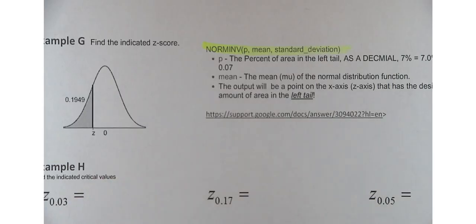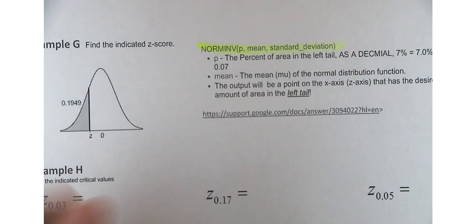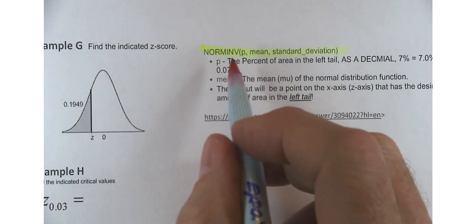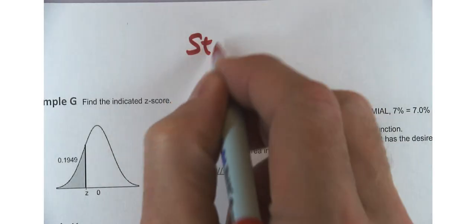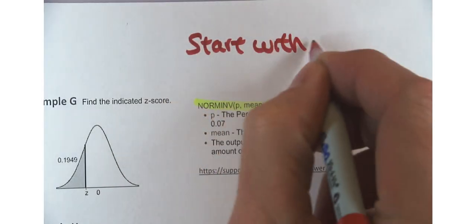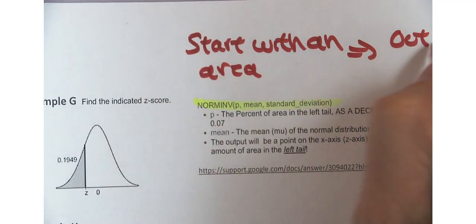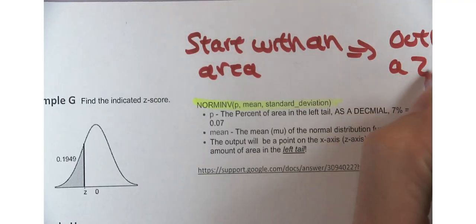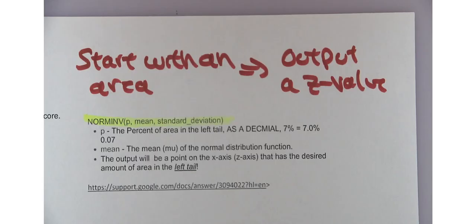If you're going to start out with an area and find a z-value, or an x, we'll call it a z-value for now, then you're going to use the norm inverse command. So let me write here in general what happens. Start with an area and output a z-value. That's what this norm inverse command is doing. It's doing the opposite of what our norm distribution command does, and you're going to have to keep those things straight.